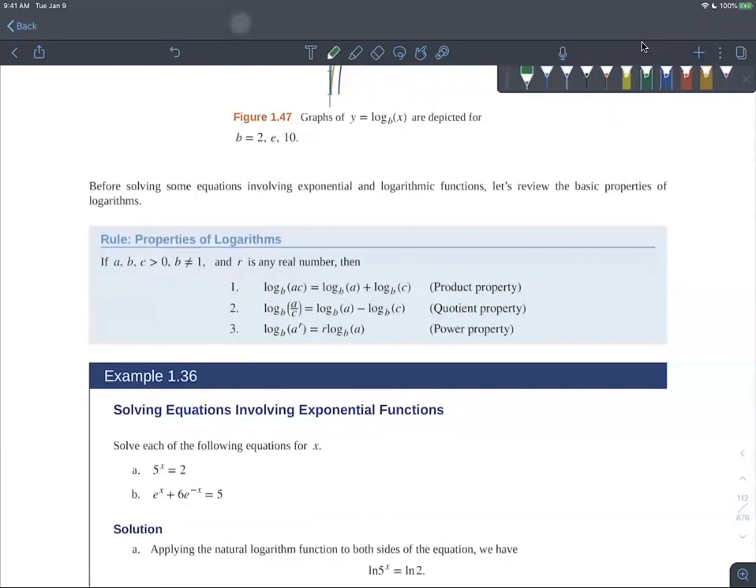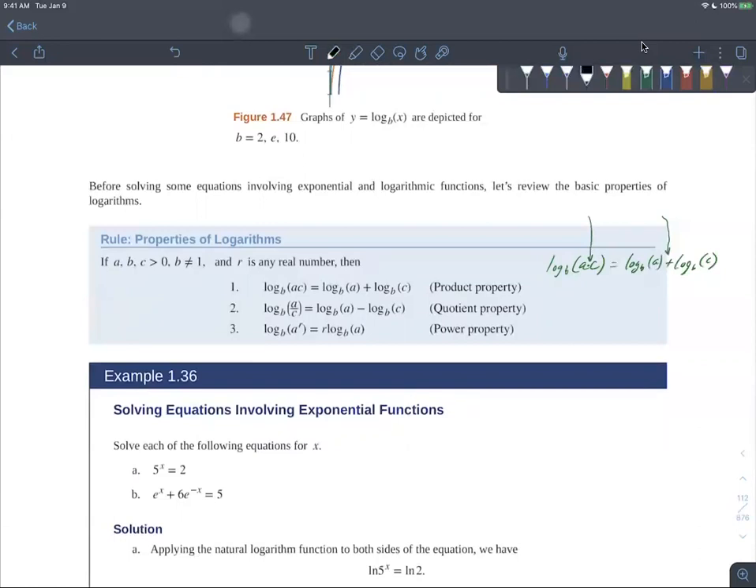If a, b, and c are larger than 0, b is not equal to 1, and r is any real number, then the product property says the log base b of ac is equal to the log base b of a plus the log base b of c. So you can decompose this product: the log of a product becomes a sum of logs. The quotient property is very similar. The log of a quotient is the difference of 2 logs. I won't rewrite that one.